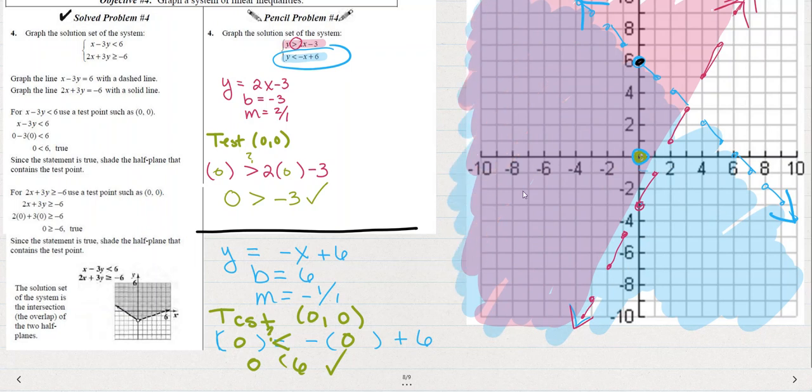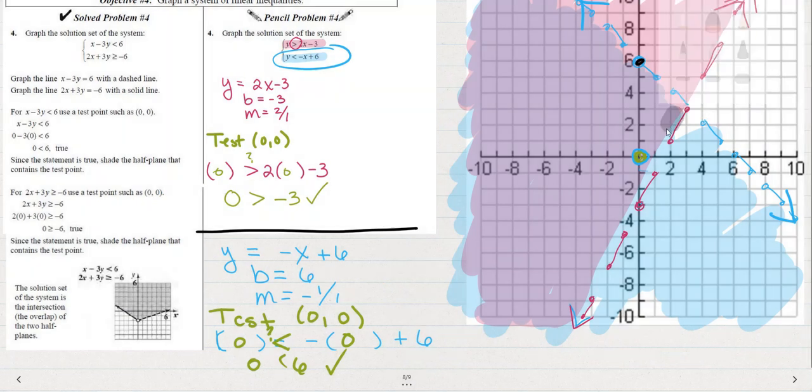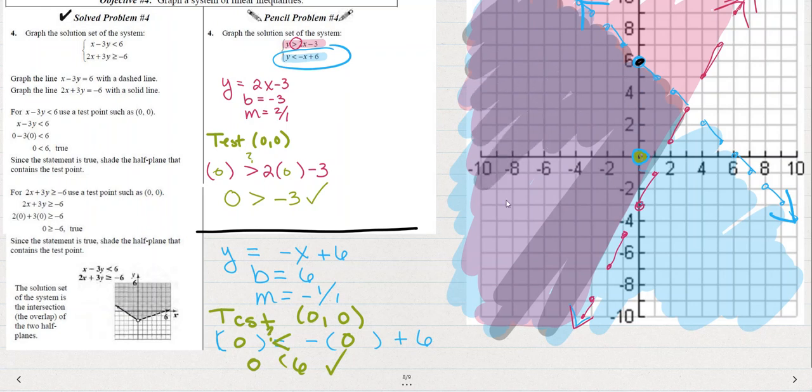And the solution to the system is going to be the purple piece. Do you see what I mean by purple? The purple part is this part that's both pink and blue at the same time. So to make it really clear, let me go over it with this darker color. So the solution set is this quarter of the plane, a quarter plane, with the boundaries y equals 2x minus 3, and y equals the opposite of x plus 6, but this piece that's to the left, the purple piece, would be the final solution.